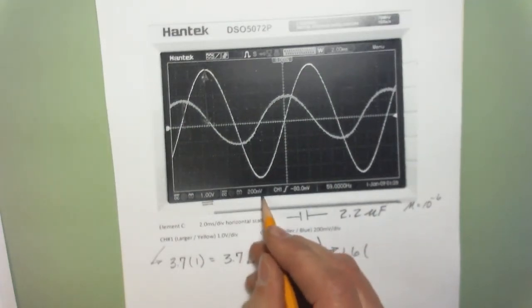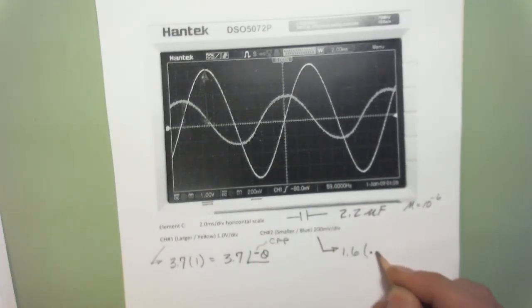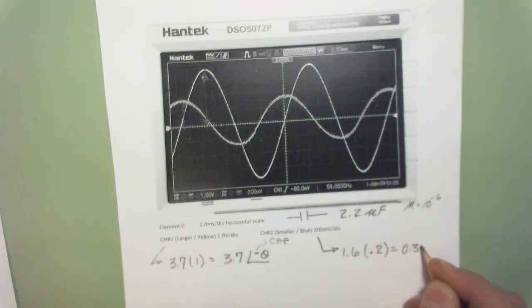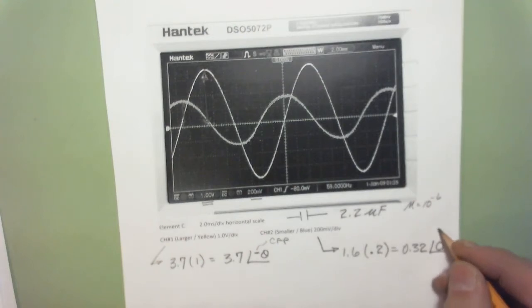times, what do we have? 200 milli. So this is 0.2. 200 milli is 0.2 volts. So this turns out to be equal to, what do we have? 0.32. Yeah, okay. 0.32 at an angle of, we said this was going to be 0. That's our reference.